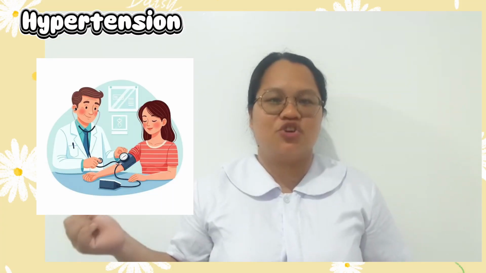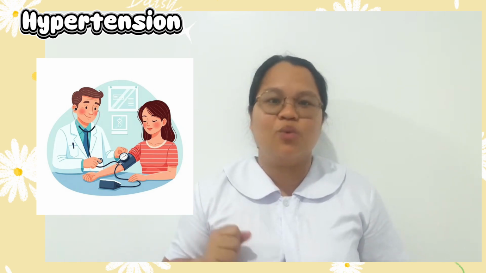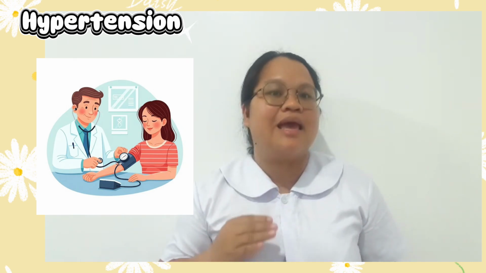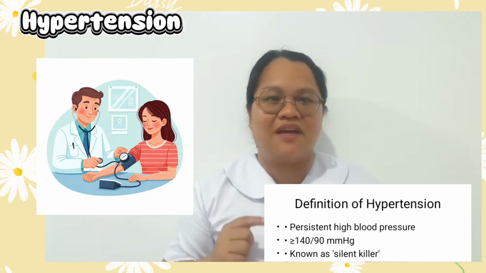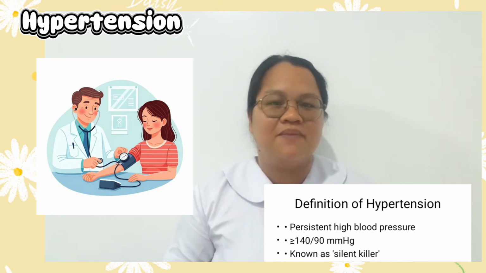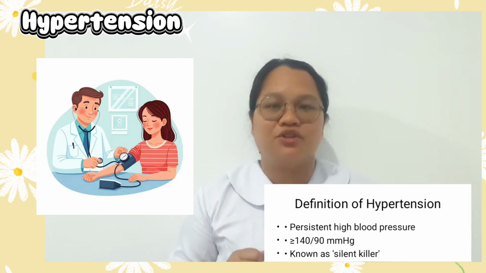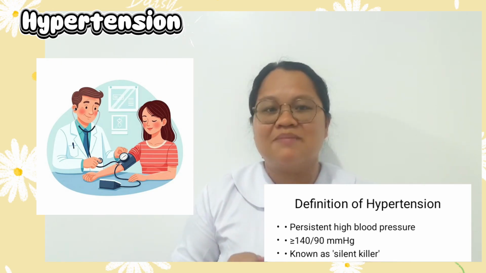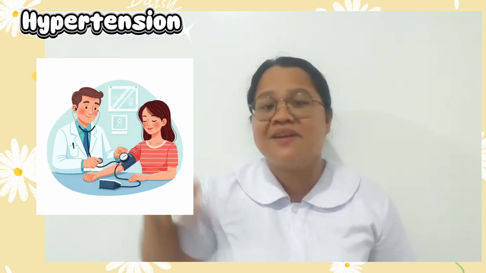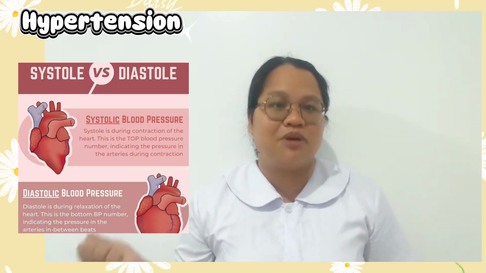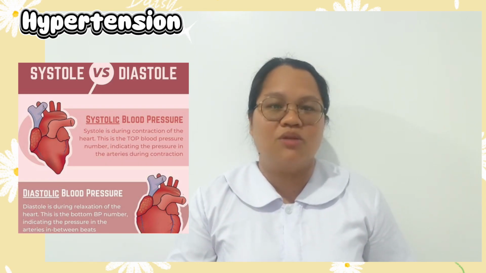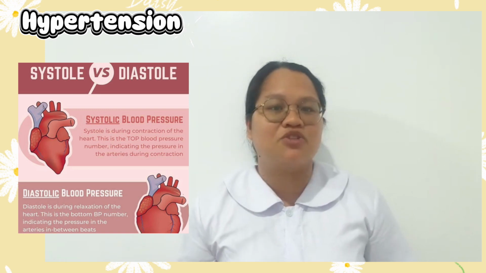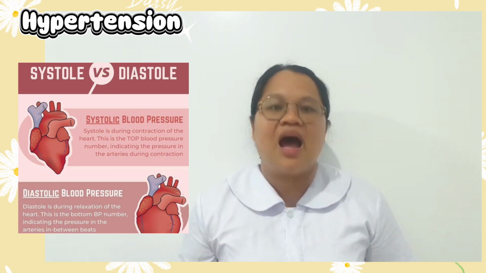What is hypertension? Hypertension is a condition where the blood pressure is consistently elevated, meaning the force of the blood pushing against the walls of the arteries is higher than normal. It is defined as having a blood pressure of 140 over 90 millimeters of mercury or even higher. The top number is called systolic pressure, which is the pressure when the heart beats, while the bottom number, called diastolic pressure, is the pressure when the heart is at rest.